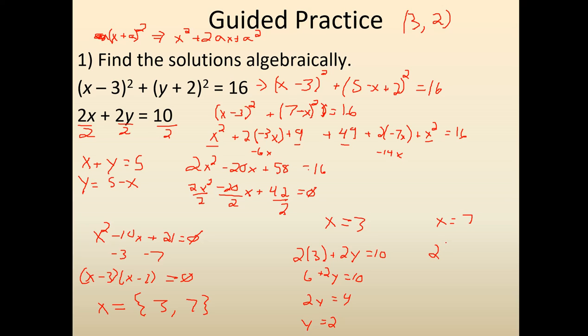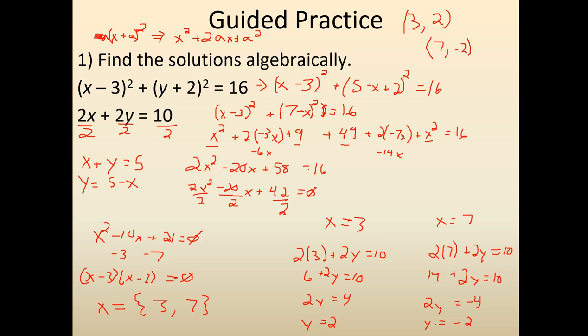Do the same thing, but now x being 7. So plug it into the same equation. So this is 14 plus 2y equals 10. When I subtract the 14 over, I end up getting negative 4. So I end up getting y equals negative 2. So my second solution is 7 comma negative 2.